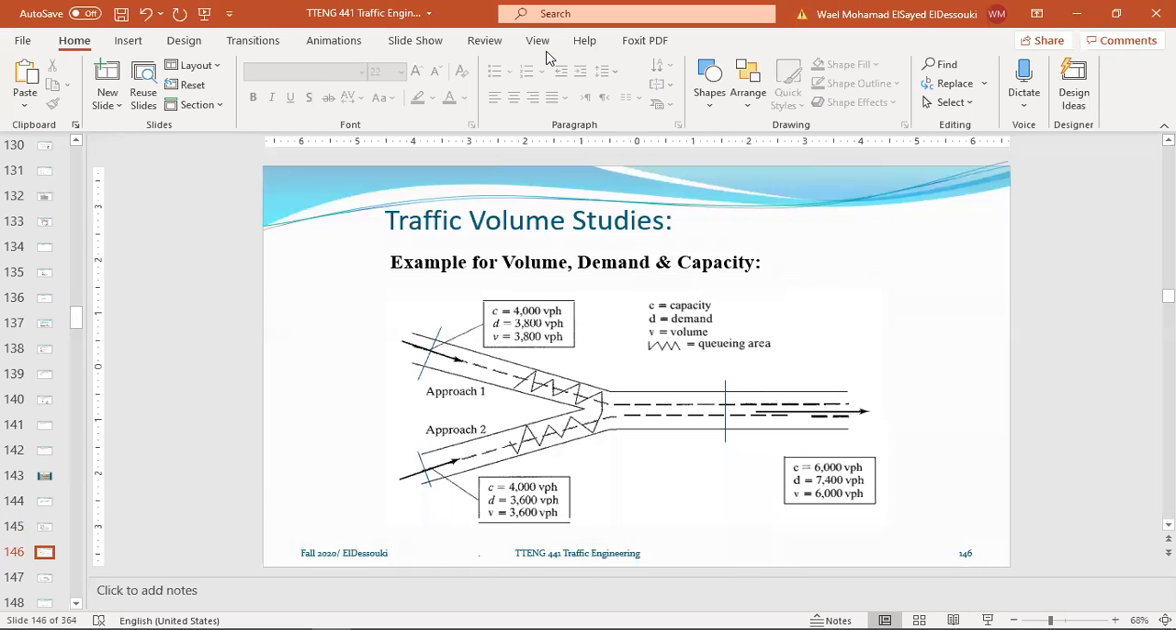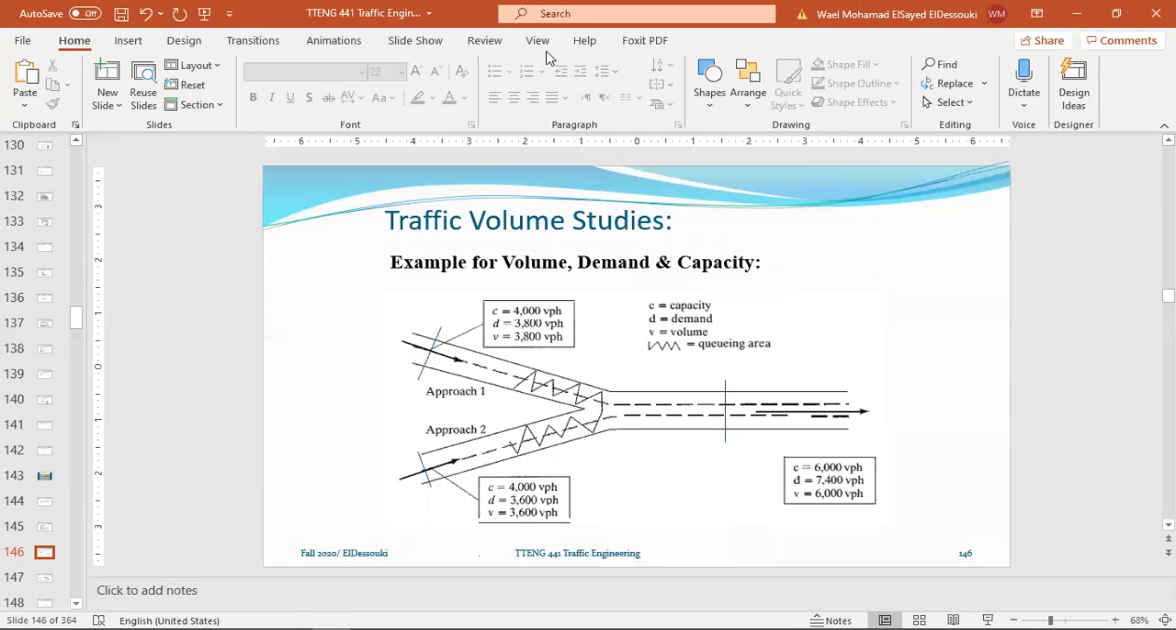So we have two approaches, approach 1 and approach 2. The capacity for approach 1 was 4,000. The demand was 3,800. The observed volume will be 3,800. For approach 2, okay, the capacity was 4,000. The demand was 3,600. The observed volume is 3,600.